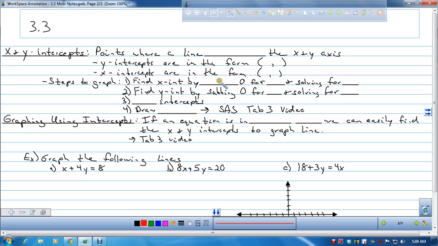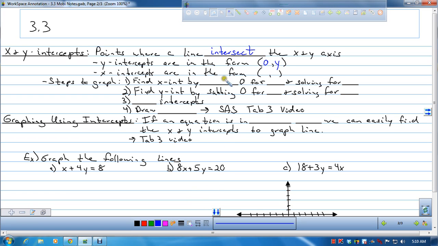We should know that those are points where a line is going to intersect the x and y axis. So for the y-intercepts, remember, we're talking about points here, so I need to be able to list an ordered pair. Well, a y-intercept is always going to have an x value of 0, because I don't go right or left any amount. I just stay right where I'm at, and then I'm just going to go up or down whatever that y value is.